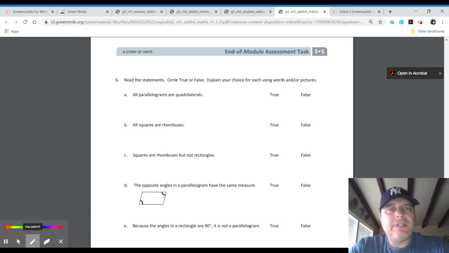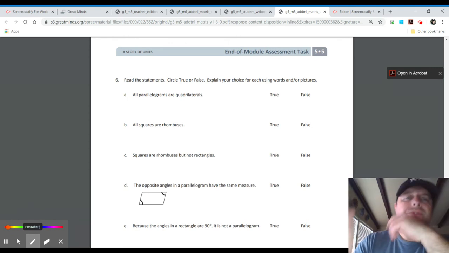We have, read the statement, circle true or false. Explain your choice using words or pictures. So all parallelograms are quadrilaterals.